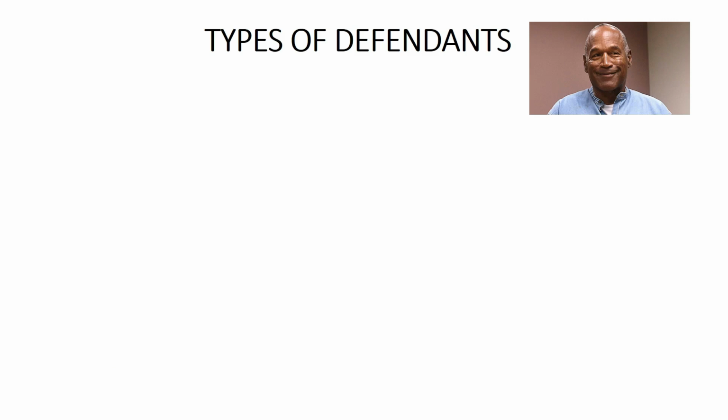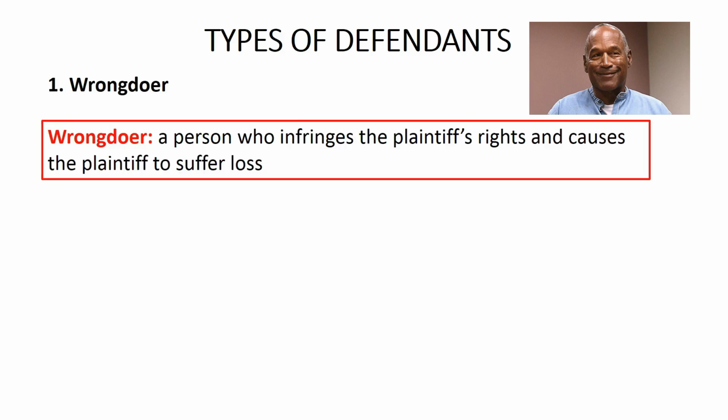There are at least 3 different types of defendants, and it's possible that a plaintiff might be able to sue 2 or more of these different types of defendants in relation to the one civil wrong. The 3 types of defendants that you need to know are the wrongdoer, a person involved in the wrongdoing, and the wrongdoer's employer. A wrongdoer is a person who infringes the plaintiff's rights and causes the plaintiff to suffer loss.